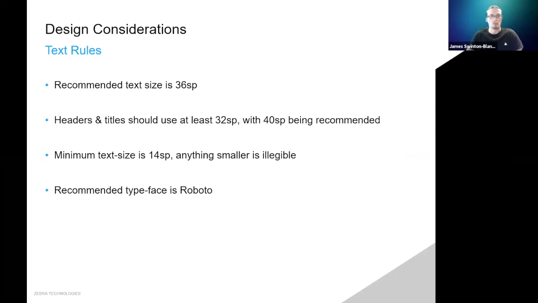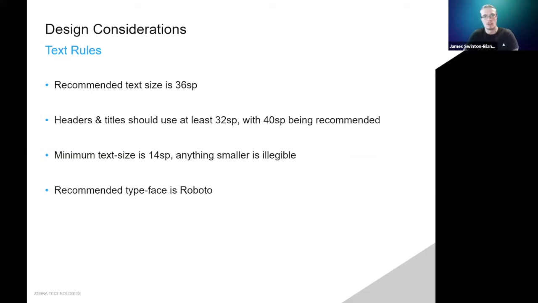So some rules specifically for text then. We recommend the text size should be about 36 SP. Headers and titles should be at a minimum of 32 SP, but we recommend 40 SP for headers. And the minimum text size you should use for any of your screens for any purpose is 14 SP.